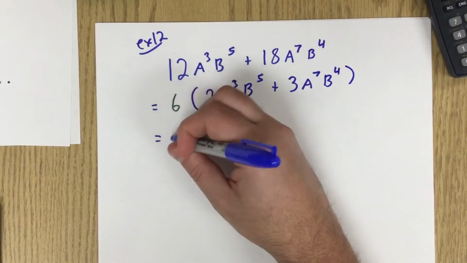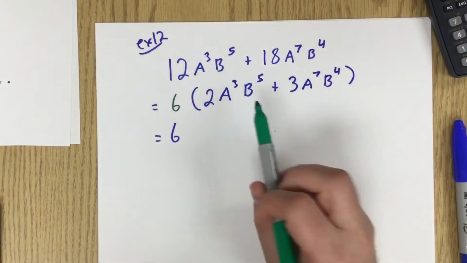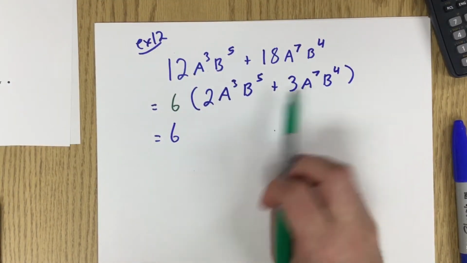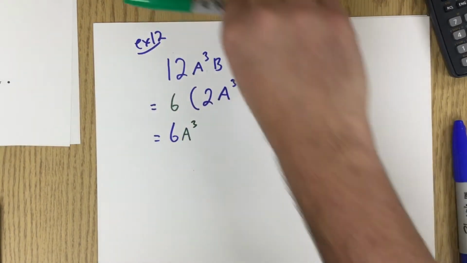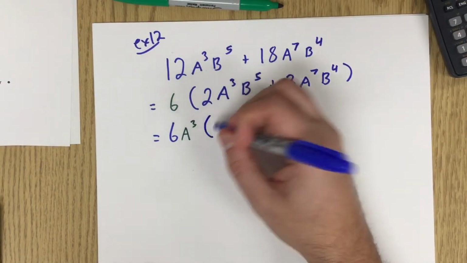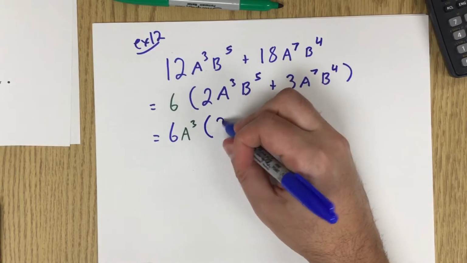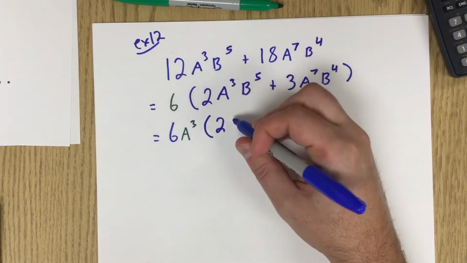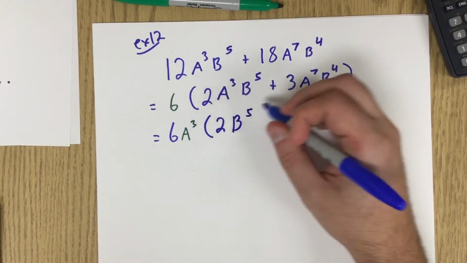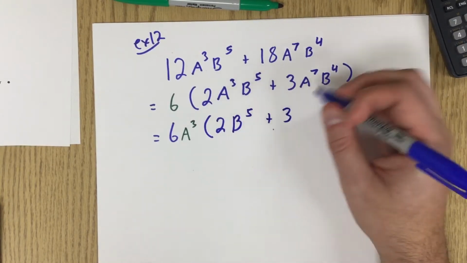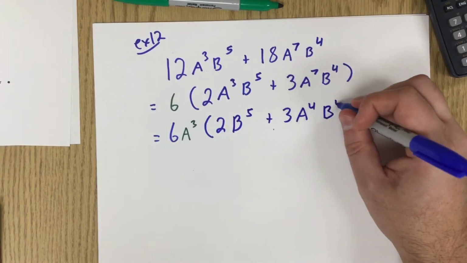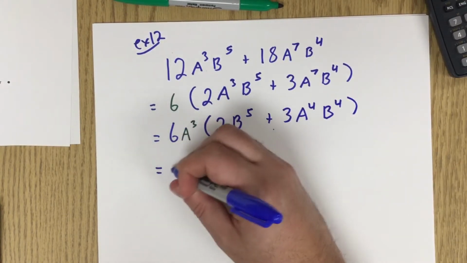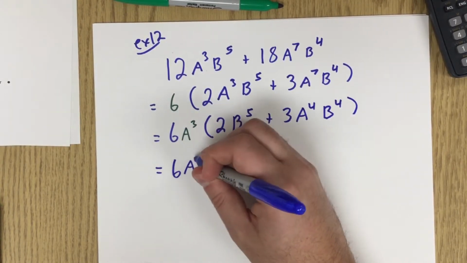Okay. Then I'm going to look at the a's. There's 3 a's over here, there's 7 a's over there, so there's 3 a's at least in both of them. So I'm going to take out a to the 3. So we're going to end up with the 2 still there, the 3 a's are gone, 2b to the 5 plus the 3 is still there. There's going to be 4 of those a's left and 4 b's. Okay, we have a 6. We have an a cubed that's out.